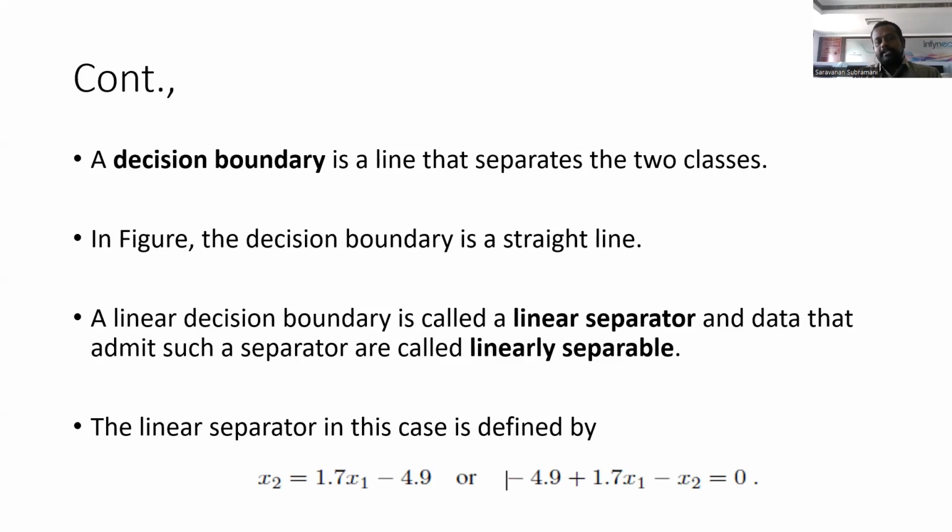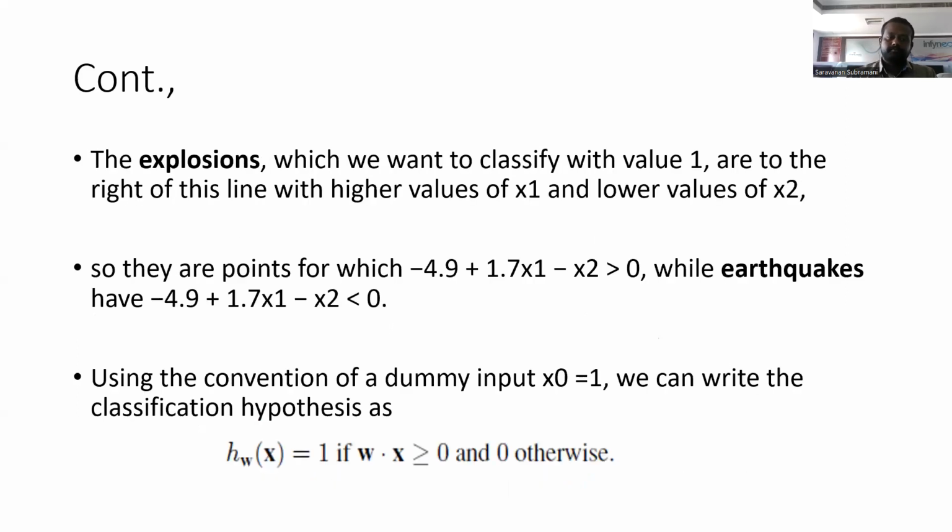A decision boundary is a line that separates these two classes. In this figure, the decision boundary is a straight line. The linear decision boundary is called a linear separator, and data that admit such a separator are called linearly separable data. The linear separator is defined by X2 equal to 1.7 X1 minus 4.9, or minus 4.9 plus 1.7 X1 minus X2 equal to 0. Both are equal.